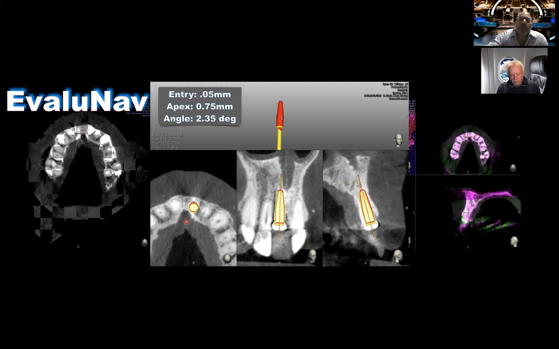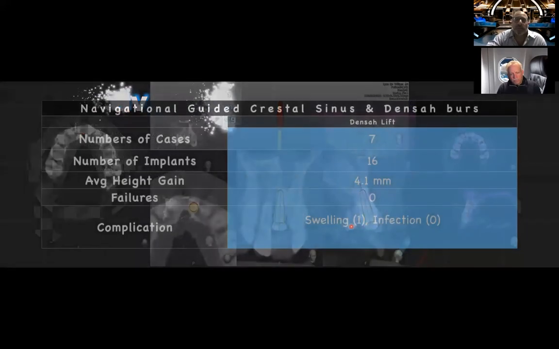And notice something here. We were hanging out right by the nasopalatine canal. So this is a great tool to use around anatomical considerations of cases such as mandibular nerves and the maxillary sinus.